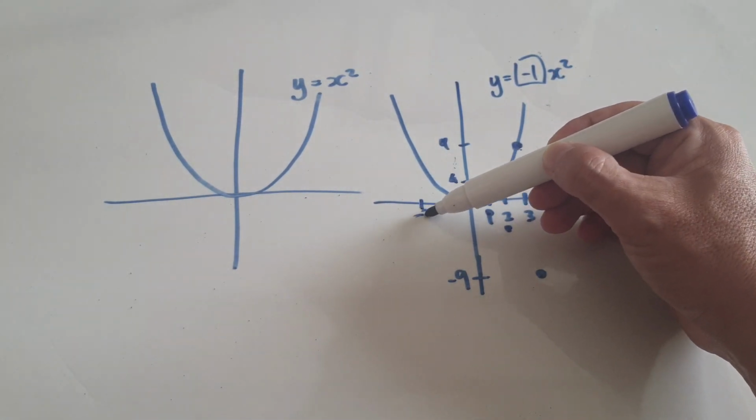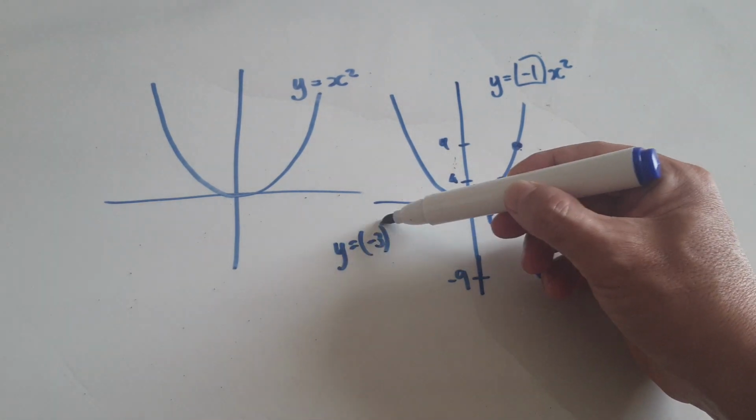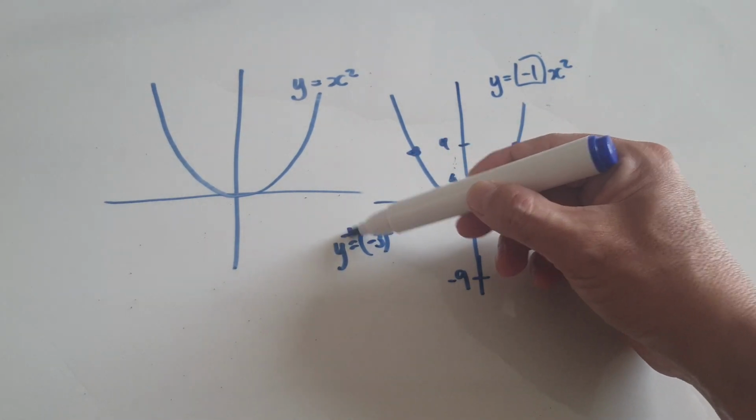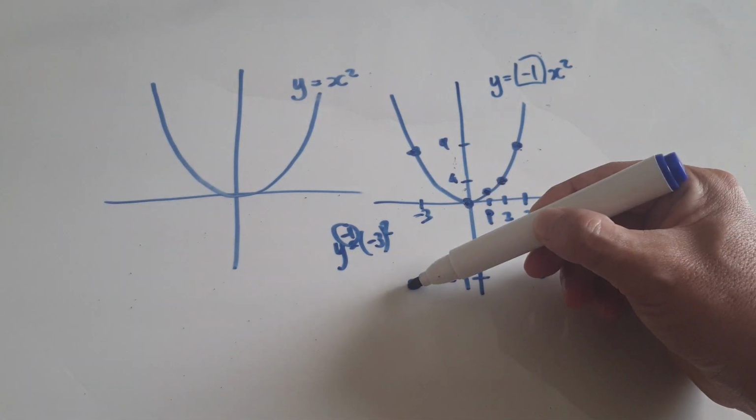Let's look at negative 3. Normally y equals negative 3 squared would be 9. Normally it would be 9. But because you've got the negative 1 in front of it, it becomes negative 9. So it jumps all the way down here.